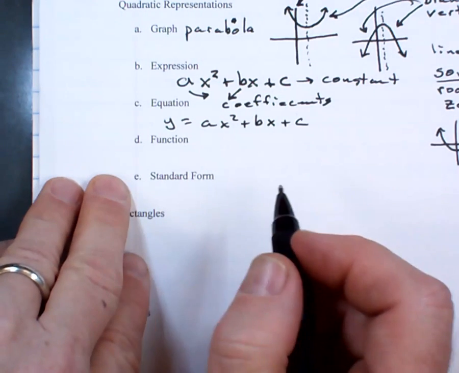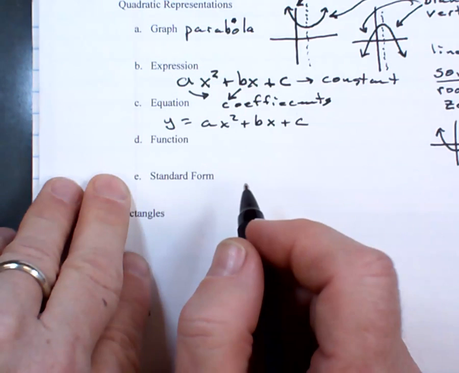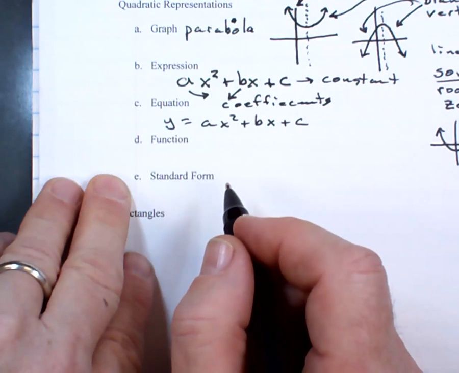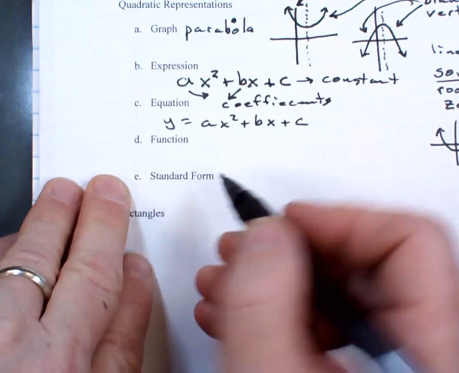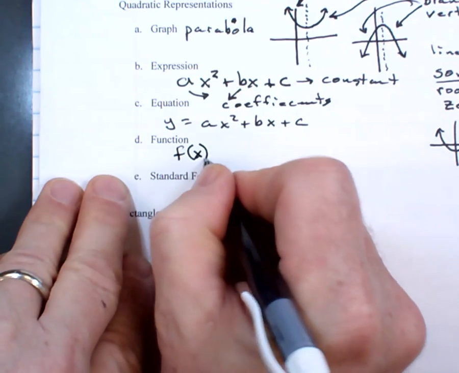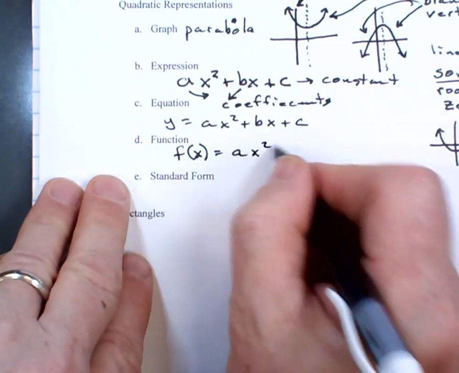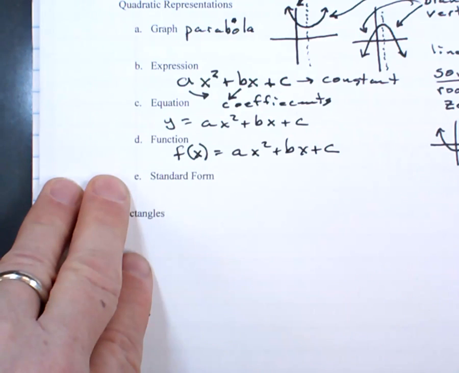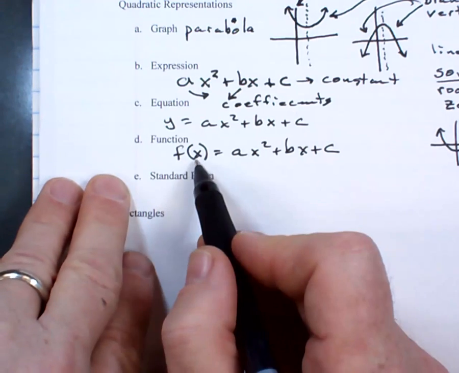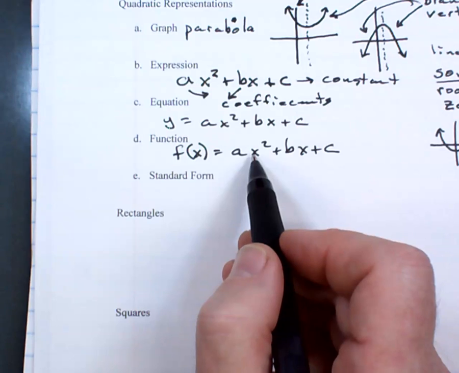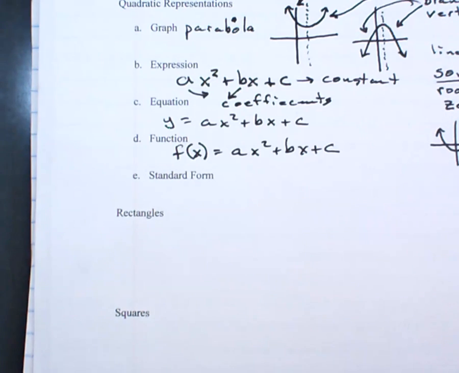The function. Does anybody know what the function form looks like? It looks like this. f of x, perfect, equals ax squared plus bx plus c. That means when I plug a number in for x, I'm going to square it, and we'll finish this tomorrow. Okay?